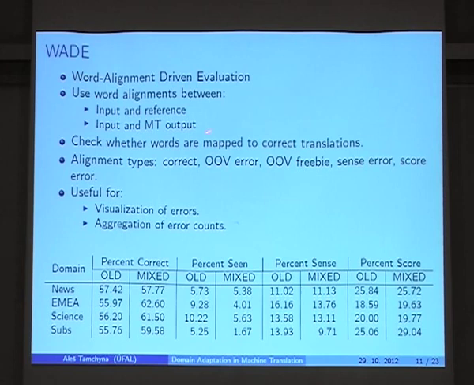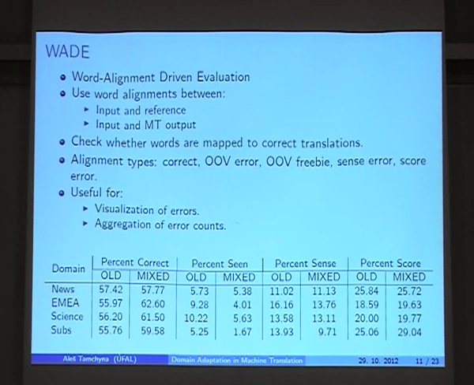One of them are the correct alignments, meaning we produce the right word. OOV error: we produce the wrong translation and the correct one isn't in our phrase table. OOV freebie is an interesting category. We don't know the translation, but the translation happens to be the same as the source word, which can happen quite often, as you can imagine, in science or in medical texts. Sense error is what you would expect.